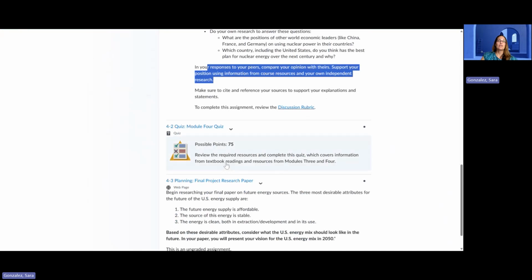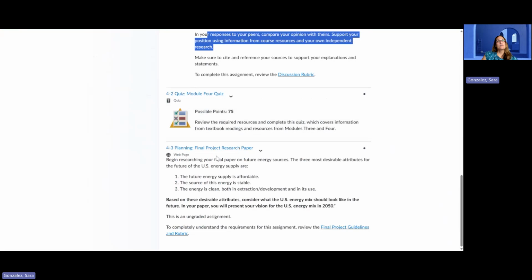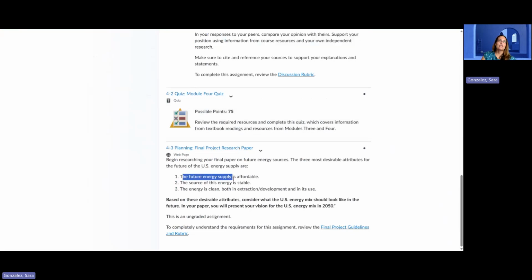So looking at the readings and resources from modules 3 and 4. And then this is called final project planning. So there's nothing due. This is an ungraded assignment, but begin researching your final paper. So looking at these 3 items here, the future energy supply being affordable, the source of this energy, and clean energy. So based on these desirable attributes, consider what the U.S. energy mix is going to look like. So again, not a graded assignment, just to be working on your final paper, which is due in module 7.